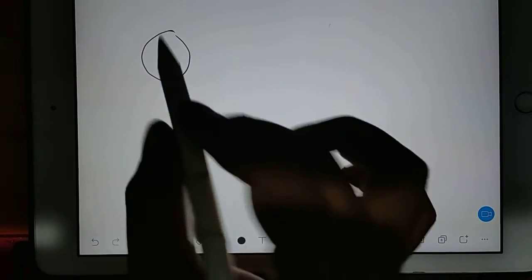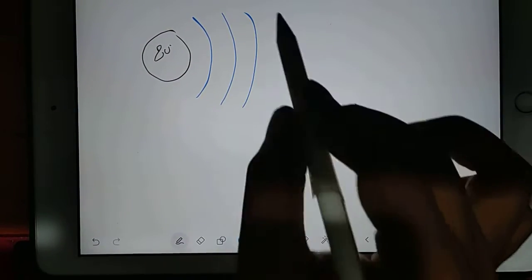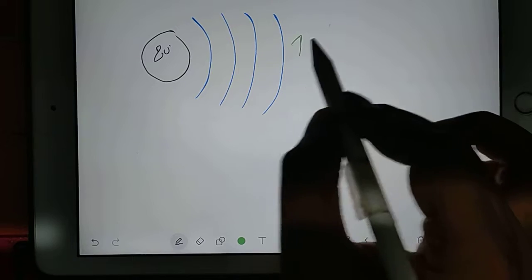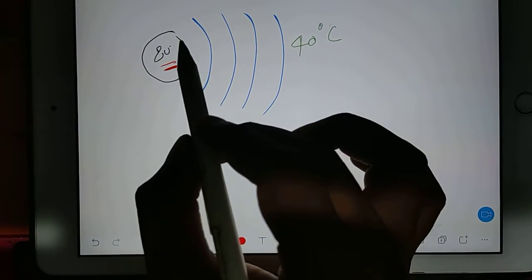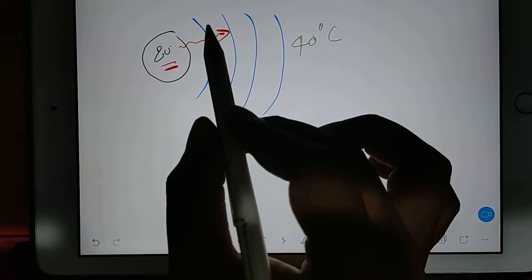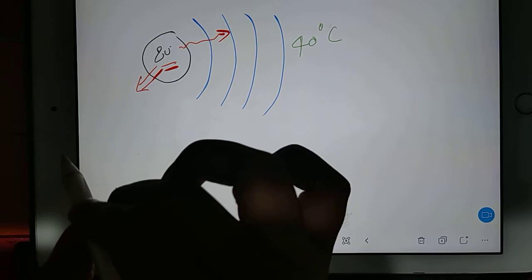I will change the page. I'll explain the question again. You have a body. This body is at 80 degrees Celsius in the beginning. Now we are considering that the body is surrounded by air. So this air is at 40 degrees Celsius. So of course there is a temperature difference. Because of that the body will lose heat, and because of that the body will cool down. So this is the initial temperature of the body.